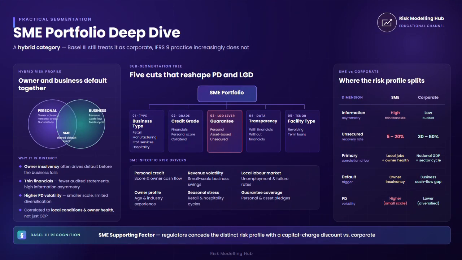Now, similarly, we need to quickly understand the SME portfolio. They occupy a unique middle ground. Basel still treats them as corporates for capital purposes, but IFRS in practice increasingly recognizes them as fundamentally different. Owner and business default move together. When the owner struggles financially or personally, the business fails and vice versa.